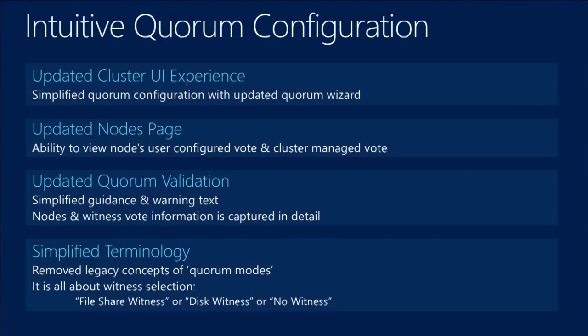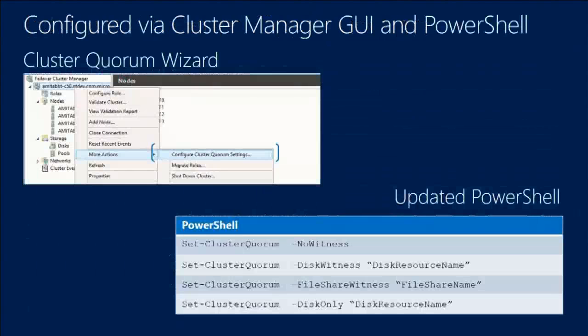I already covered a few of these. We have updated the nodes page to have a clear view of which nodes have a vote, and what the user intention was. In terms of Quorum Wizard, we have updated it to remove the 4 quorum models that in 2008 R2 you see: node majority, node and disk majority, node and file share majority. Those 4 quorum models are gone. You just have to make a decision about whether or not you need a witness.